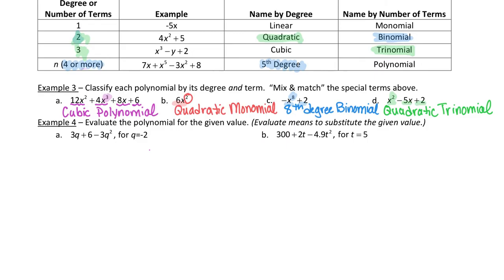Our last 2 examples are a bit of a review from previous lessons. We're just going to be doing some substituting, but you just need to be aware that the word evaluate can sometimes just mean to substitute the given value. So don't be confused by that term when you see it. One thing you do need to make sure is that you're always using parentheses when you're evaluating, now that we're using exponents.